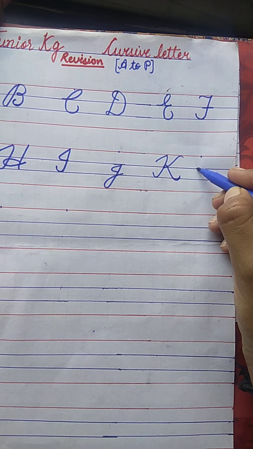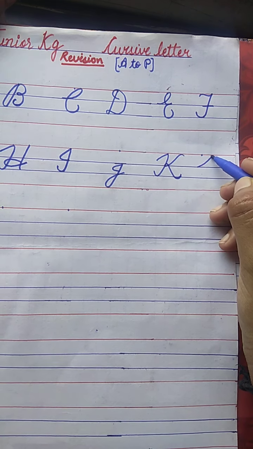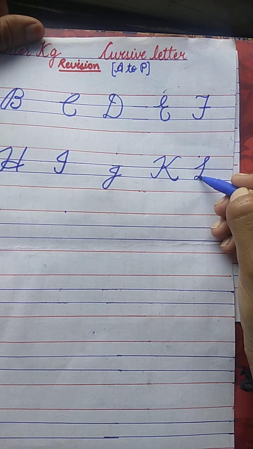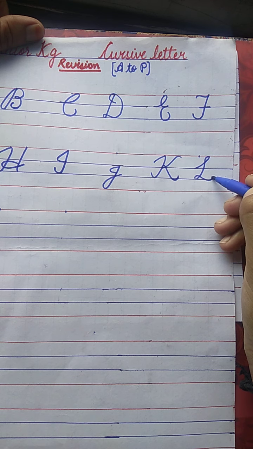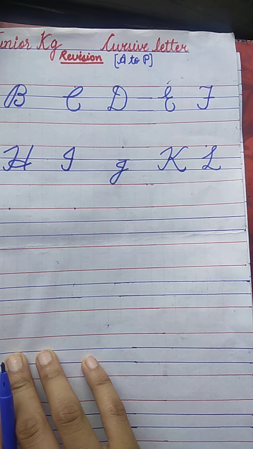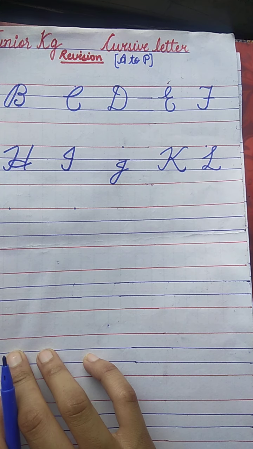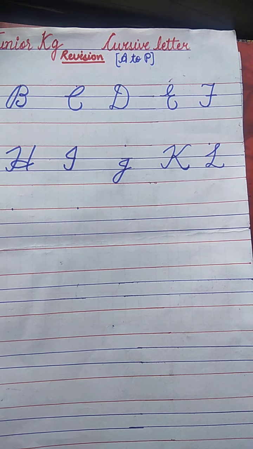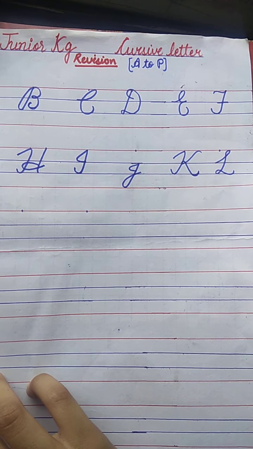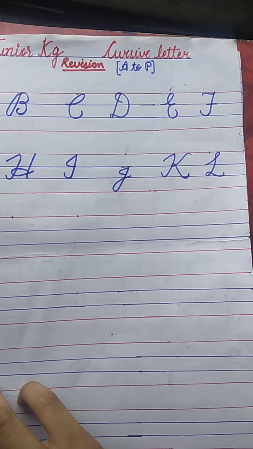L for lion. See here, a curved line, a loop, slanting line, one more loop, then a curved line. This is letter L. L for lion. What is the spelling of lion? L-I-O-N. Lion. Now L for lion के बाद next letter क्या आता है children?